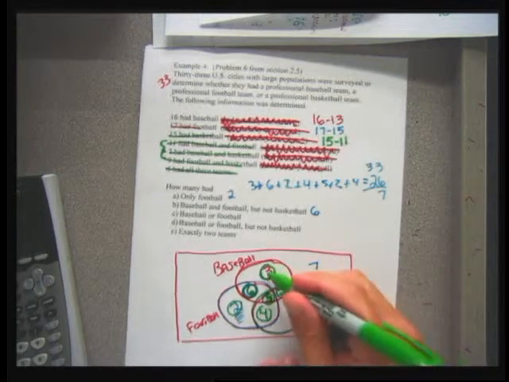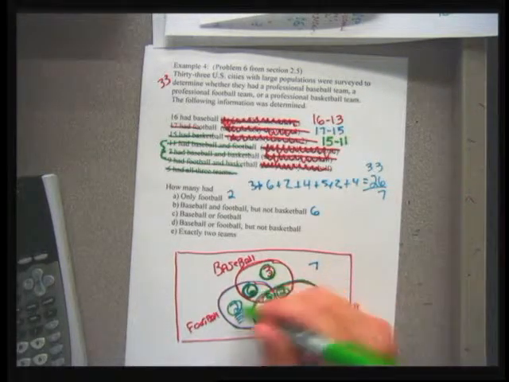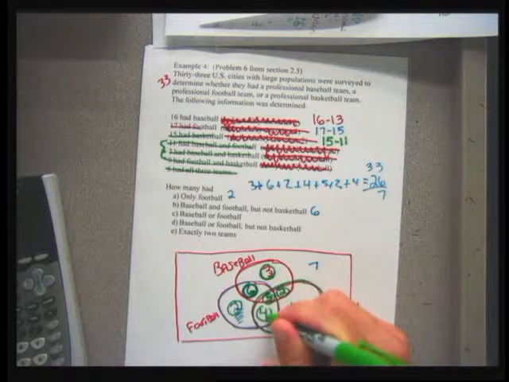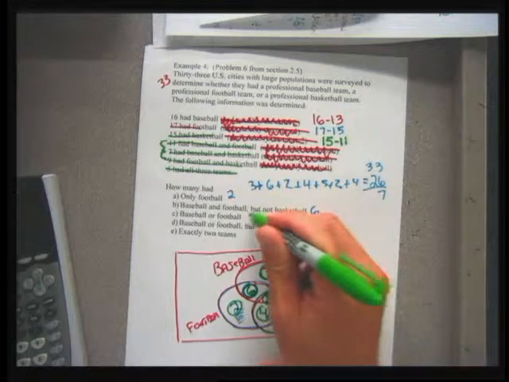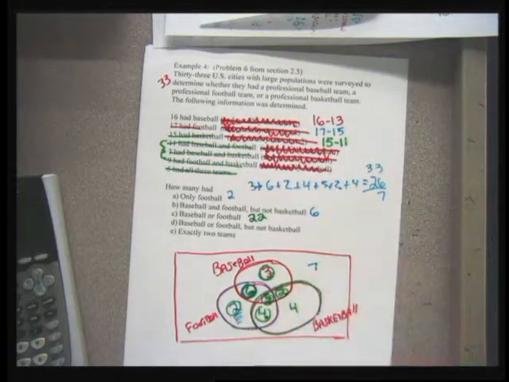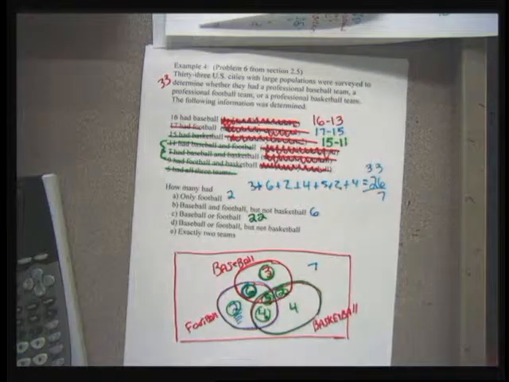So if I added these up, 3 plus 6 is 9, plus 2 is 11, plus 4 is 15, plus 5 is 20, plus 2 is 22. There's 22 cities that have baseball or football, plus possibly more. It doesn't say only baseball or football. It just means basically I'm looking for any city that doesn't have basketball only, or it's missing all 3.